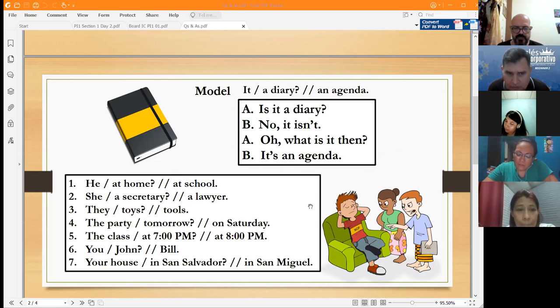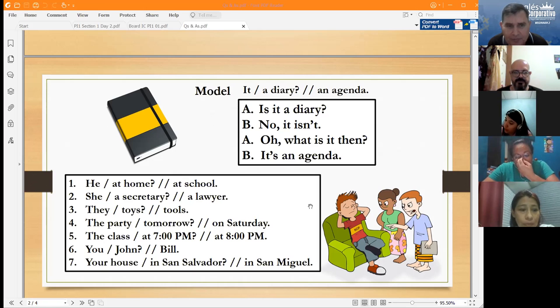Are they toys? No, they aren't. Oh, what are they? They are tools. Tools. Very good. Great. Who would like to do four? Volunteers for four? Me, teacher. Yes, please. Go ahead.